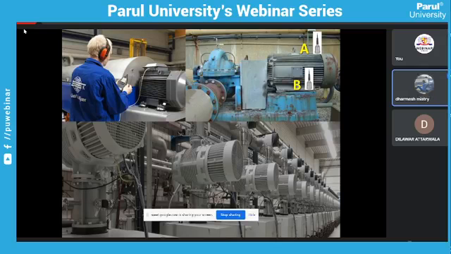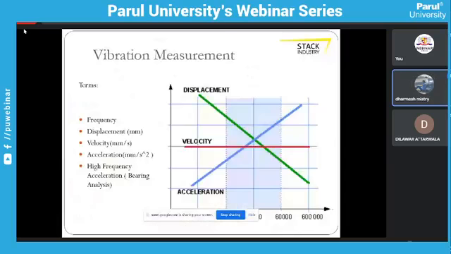Then the third image shows how many types of motors can be there in a single plant. These are big pumps, or you can consider them motors. If any of the pumps fail, the production will stop and it will cause a big loss to the production unit. So now, the basic terminologies for vibration measurement.